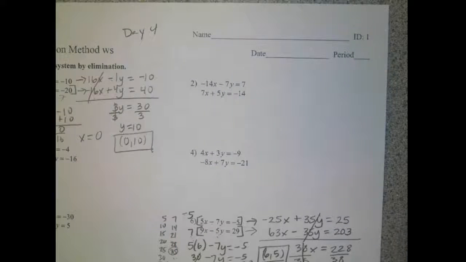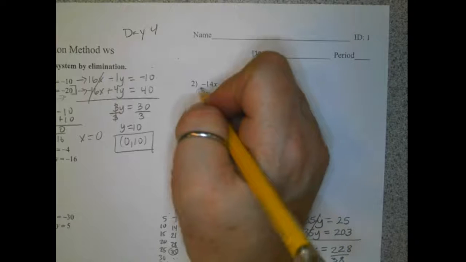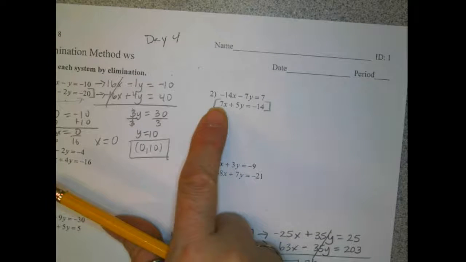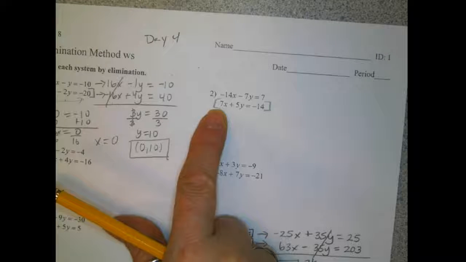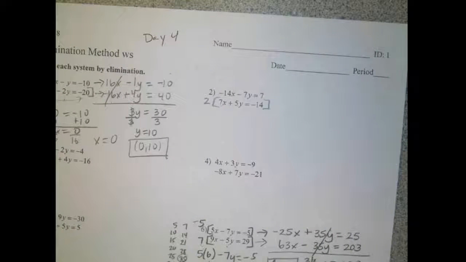Okay, so let's look at number 2. Can I turn 7 into 14? Yes, so I'm only going to multiply this one, right? So I'm going to bracket it. What do I have to multiply 7 by to get a positive 14? We have to multiply it by positive 2. Okay?